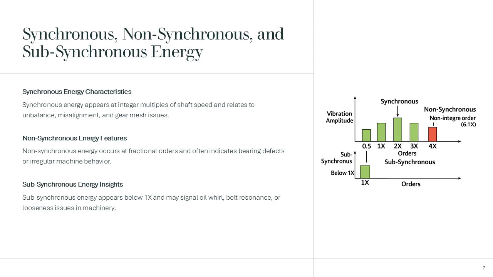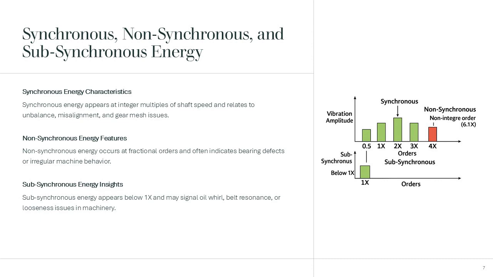Now let's go to the next, non-synchronous energy or fractional orders. Red peak at a non-integer order, example 6.1x or 6.1 orders, it does not align with integer multiples. Moves independently of shaft rotation. Commonly modulated by 1x or 1 order sidebands, not shown here. Typical real causes: rolling element bearing defects, BPFO, BPFI, BSF, FTF. External excitation. Electrical or hydraulic interactions. Vibration analysis category 2 rule for this is fractional orders is non-synchronous sources.